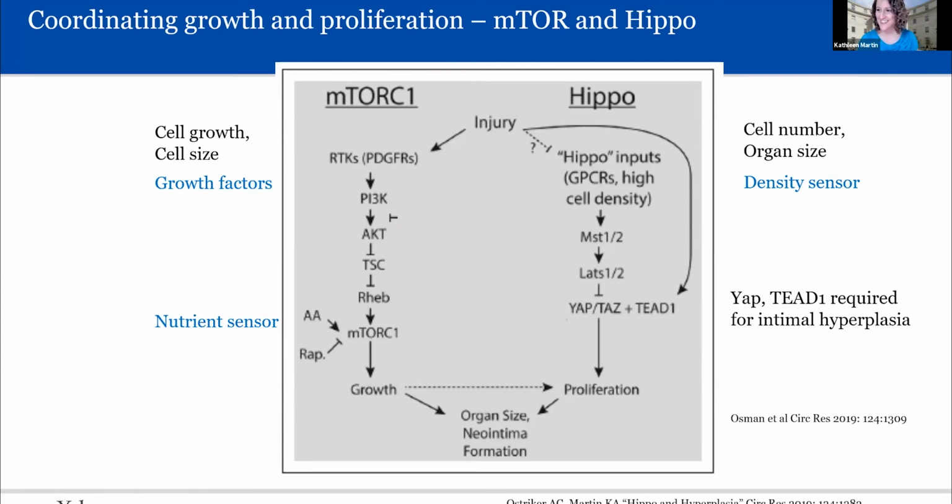So it senses density, and these YAP and TEAD transcription factors have been shown by Jiliang Zhao, who I'm excited to see is here with us on this webinar today. He's really pioneered this field, and I was pleased to write this particular editorial on his paper. He's made important contributions showing that YAP and TEAD are required for intimal hyperplasia, and that there are connections between the mTOR and Hippo pathway whereby they amplify each other's activity.